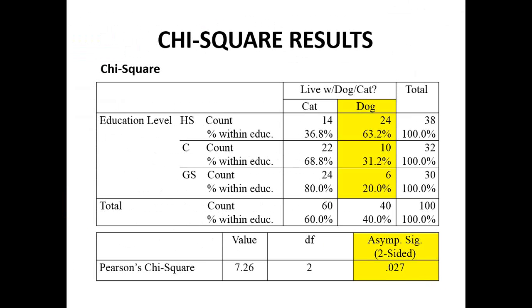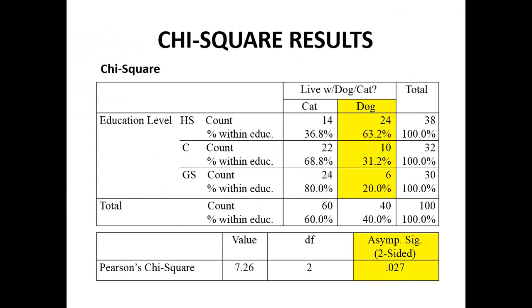So in the dog column, you go across. So high school, you could see that of the people whose highest education level is high school, 14 live with a cat and 24 live with a dog, which means 63%, 63.2, live with the dog. Now you can see that's a lot higher. So in the college category, only 31.2% live with the dog, and in the graduate school category, only 20% live with the dog. And so there's our raw numbers to look at.